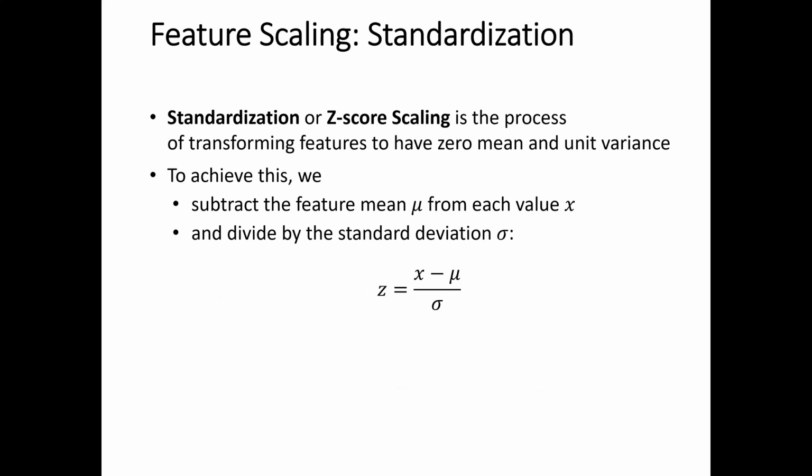Let's start with standardization or z-score scaling. This is the process of transforming features so that they have a 0 mean and a unit variance, that is, the standard deviation equals 1. To achieve this, we subtract the feature mean mu from each value x. This way we get a 0 mean, and divide by the standard deviation sigma, so we will have a standard deviation of 1.